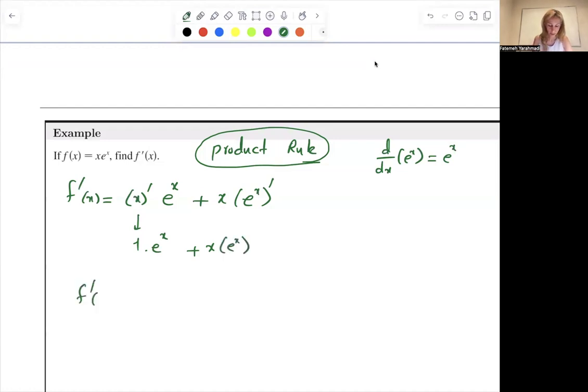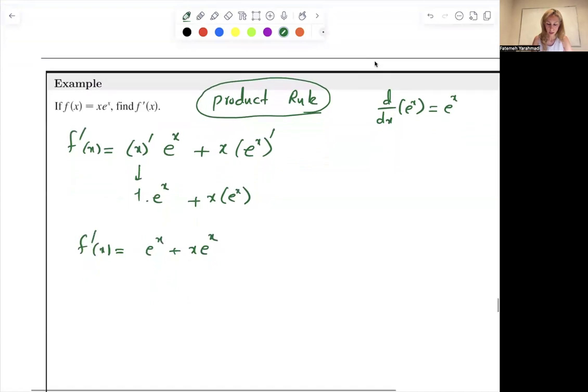So f prime of x is e to the x plus x times e to the x. We could write it nicer as e to the x multiplied by 1 plus x. So that's how we apply the product rule in different scenarios, different situations. So f prime of x is e to the x times 1 plus x.